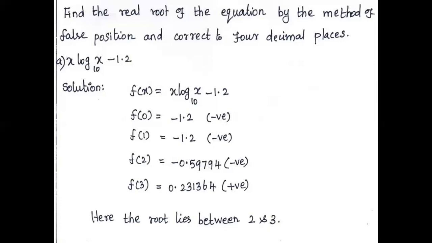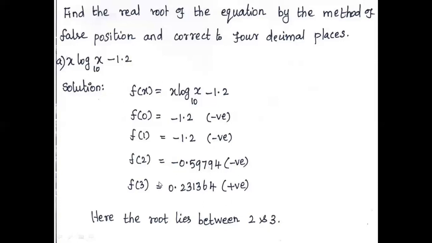So now putting x value 1. Here also we are getting the value minus 1.2. That one is also negative. Now we need a positive, so we have to give another value. That means x value 2. That is f of 2 equals, if we put x value 2, we will get minus 0.59794. That one is also a negative value.